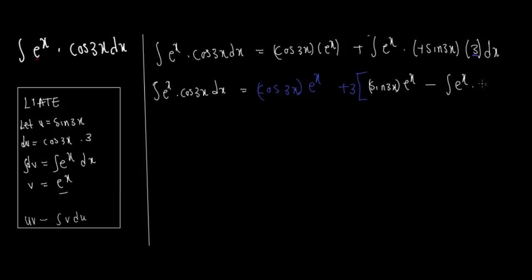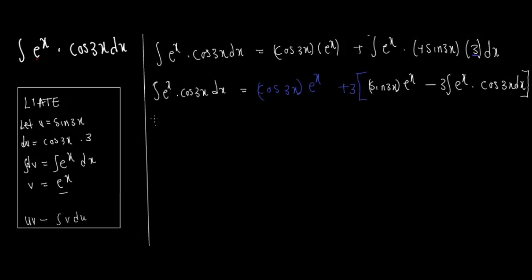and du is equal to 3. We can take this 3 outside, the cosine of 3x dx. So now we see that we have e to the x cosine of 3x dx even on the right hand side. So we are close to the answer. Let's just finish the problem by simplifying.